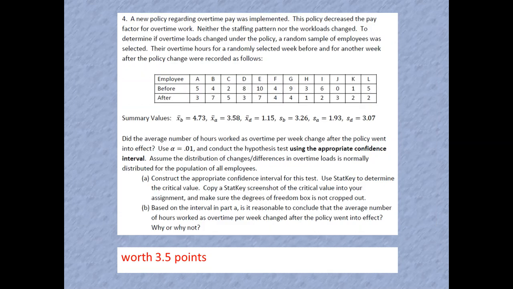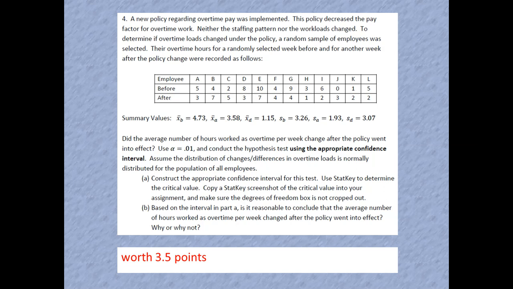Number 4 is ostensibly a hypothesis test where we're looking for evidence of a difference, because if you look at that third sentence, to determine if overtime loads changed, so we're looking for evidence of a change, that's a 2-sided alternative. So you could do it using a confidence interval, and that's what we're going to do. That's why the confidence interval part is in bold, because you want to use a confidence interval here, not compute a p-value. The first thing to do is construct the confidence interval.